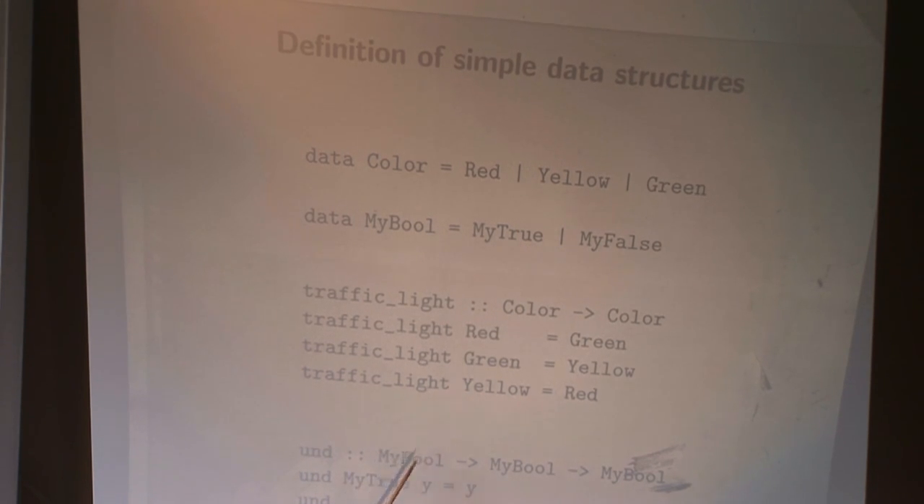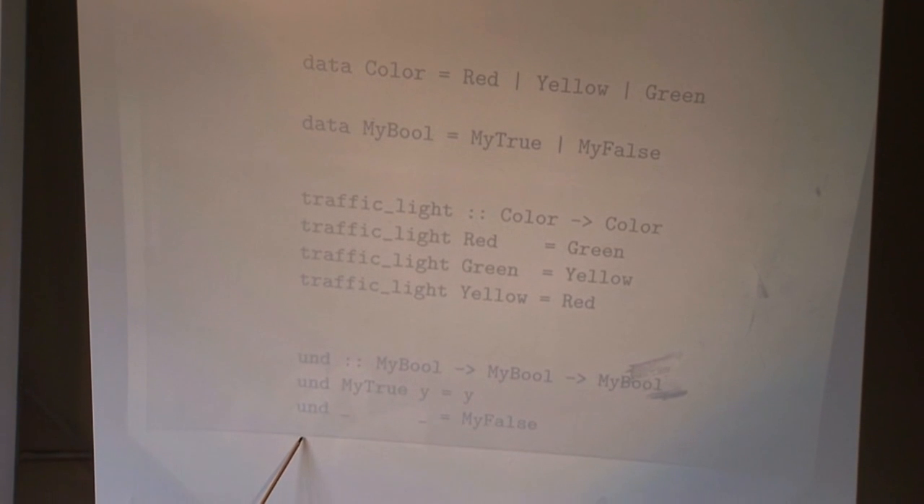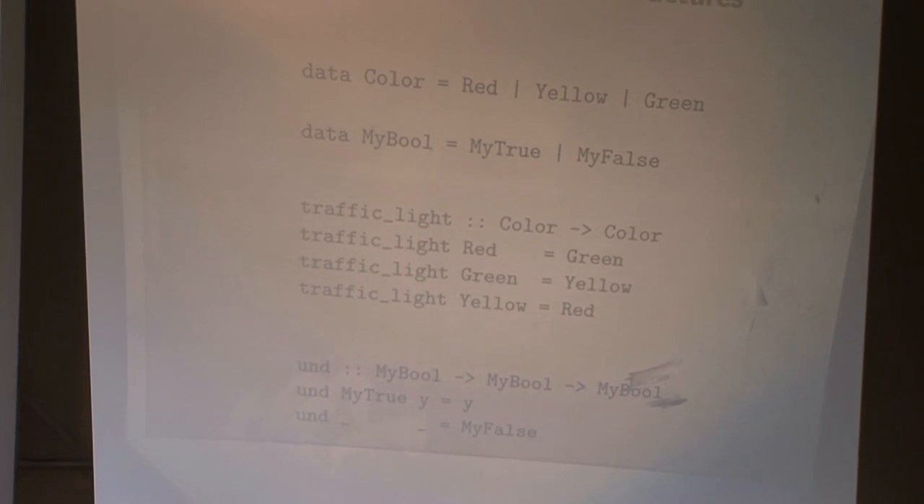And in a similar way, you can write the und function, the Boolean conjunction function, on our own data type myBool. Here we do pattern matching with these patterns, which just have the data constructors like myTrue and variables. So this is the und function, but now with the data constructors of our own data structure and not the ones of the predefined bool data structure.